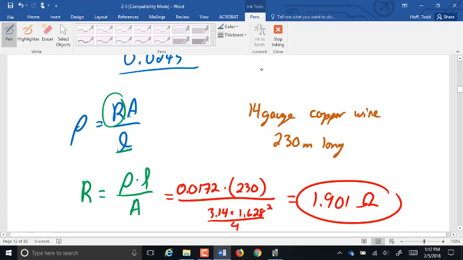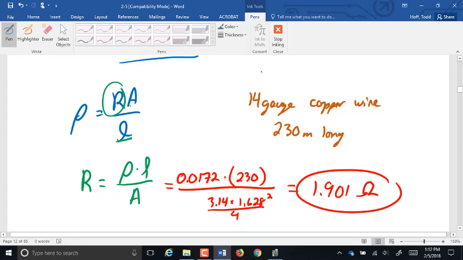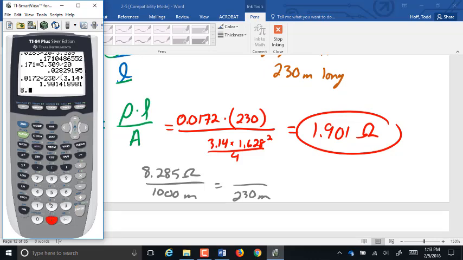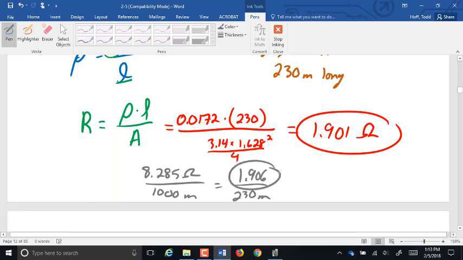Let's double check that. That chart gives us a resistance per kilometer, per 1,000 meters. So on 14 gauge, it says 8.285 ohms per 1,000 meters. What would that be for 230 meters? So 8.285 times 230 divided by 1,000. And we get the same result, about 1.906. Close enough. Make sense?